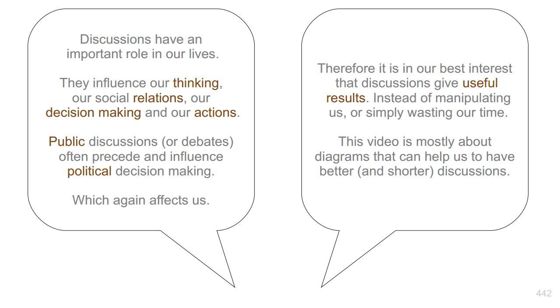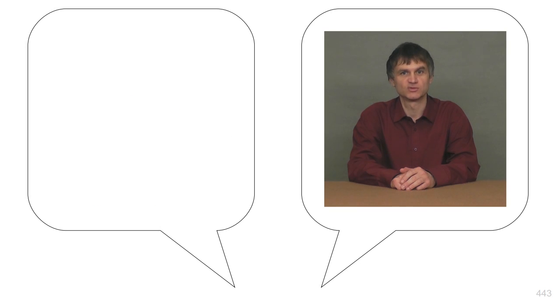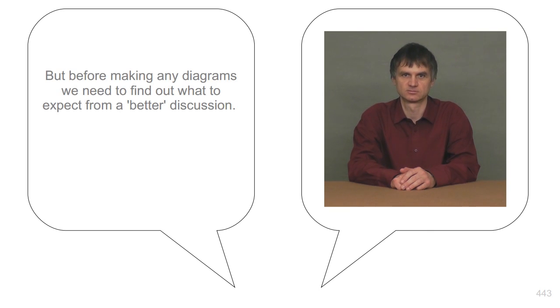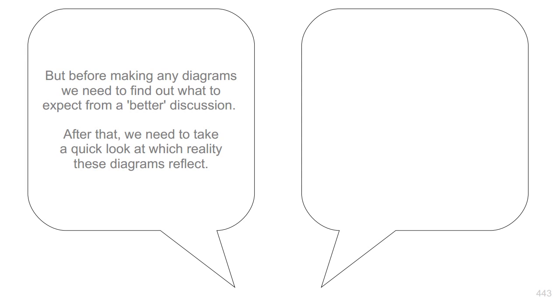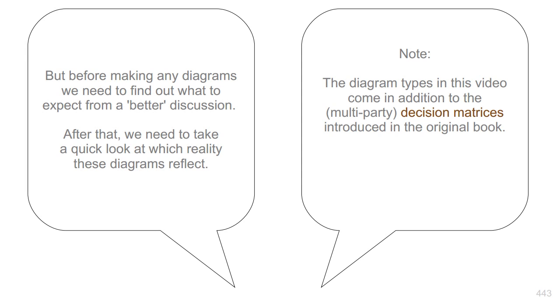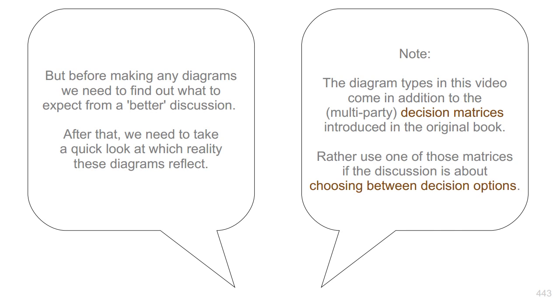This video is mostly about diagrams that can help us to have better and shorter discussions. But before making any diagrams, we need to find out what we expect from a better discussion. After that, we need to take a quick look at which reality these diagrams reflect. Note: the diagram types in this video come in addition to the multi-party decision matrices introduced in the original book. Rather use one of those matrices if the discussion is about choosing between decision options.